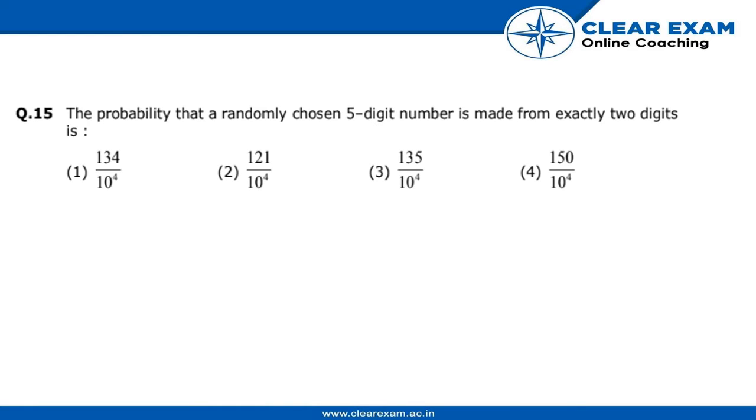Question number 15. The probability that a randomly chosen 5-digit number is made from exactly 2 digits is: first option is 134 by 10 raised to the power 4, second option 121 by 10 raised to the power 4, third option 135 by 10 raised to the power 4, and fourth option is 150 by 10 raised to the power 4. So in this we have to find the 5-digit numbers.